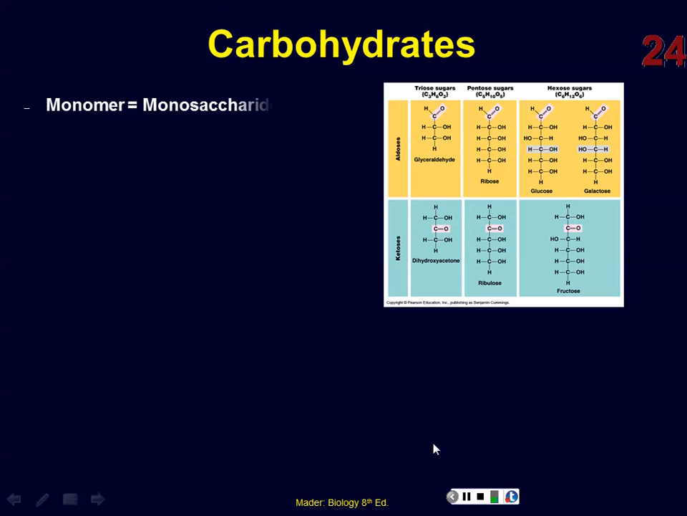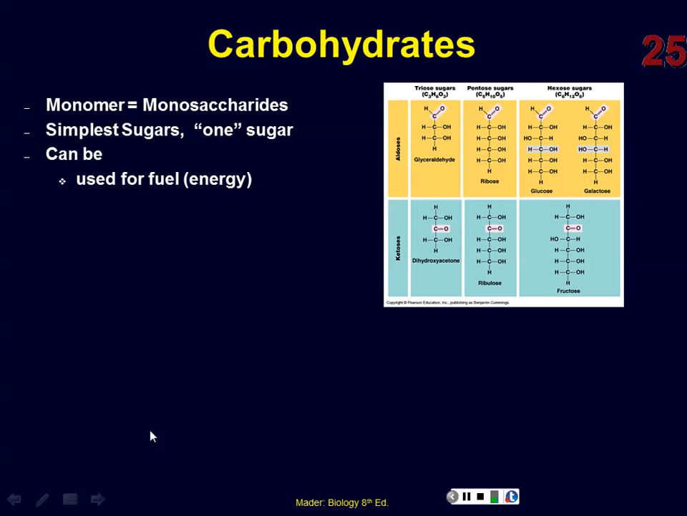Okay, the monomer of a carbohydrate is called a monosaccharide. Mono means 1. So this is literally one sugar. This is the simplest form of a sugar. These are the monomers of carbohydrates. And these simple sugars, these monosaccharides, can be used as energy themselves. They can be used as energy themselves, as fuel.